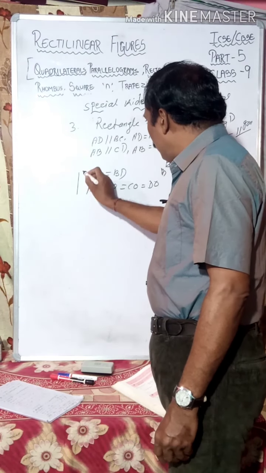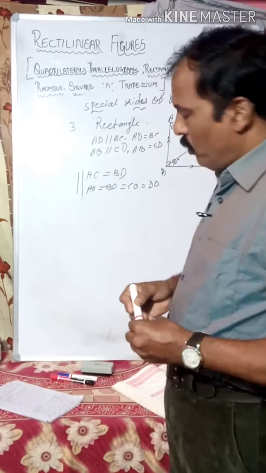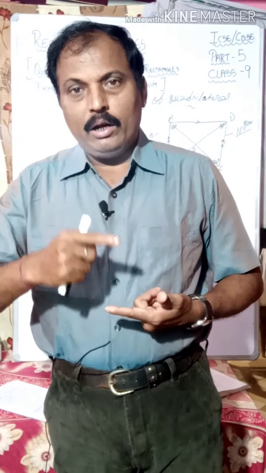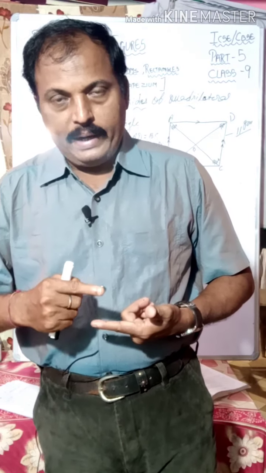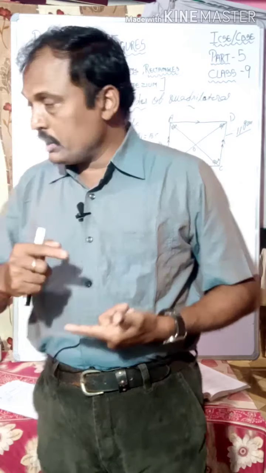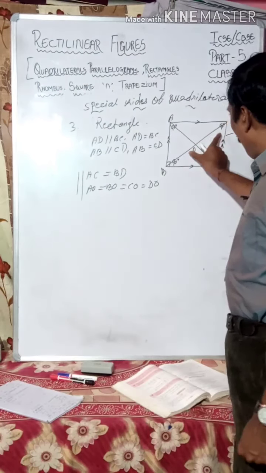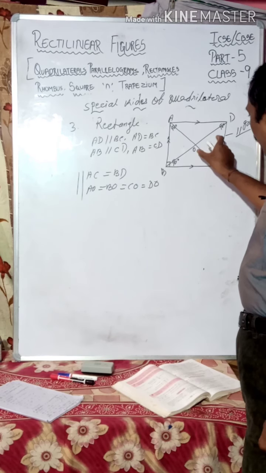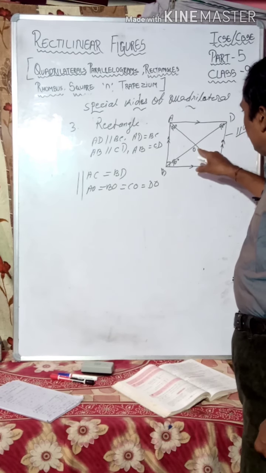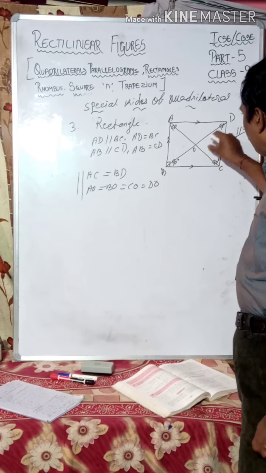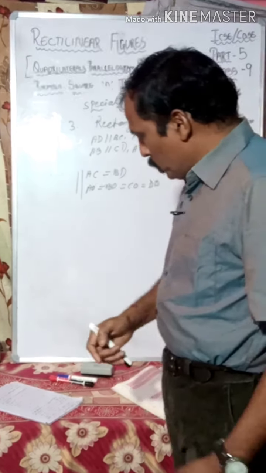So for a rectangle, two more things, nothing else. All conditions of a parallelogram apply in a rectangle, and the new statements about the rectangle are: the two diagonals are equal and the two diagonals bisect at point O, means AO is equal to BO is equal to CO is equal to DO.